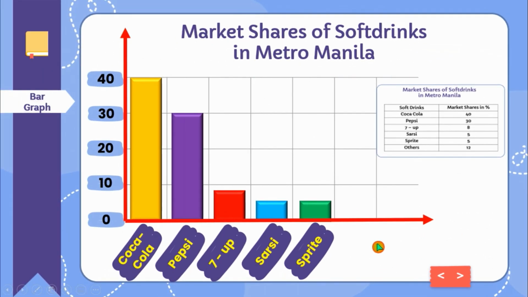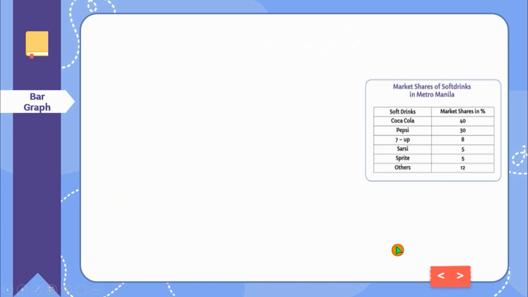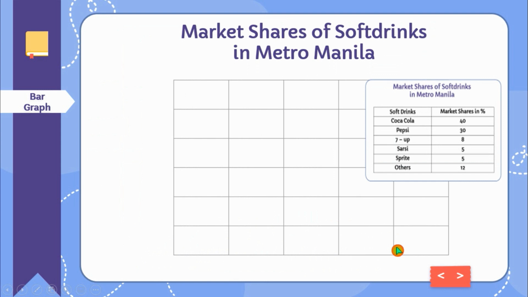Okay. There. So, 12%. Lagpas tayo ng konti sa 10. Then, that's already your bar graph. Now, clearly, we can see here na ano yung pinakamataas na bar. That is Coca-Cola, meaning siya yung may pinakamataas na market share. Pinakamababa natin, which is the SARC and Sprite. Yan. Sometimes, your bar graph may look like this.